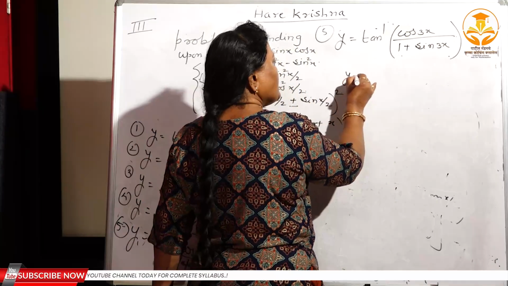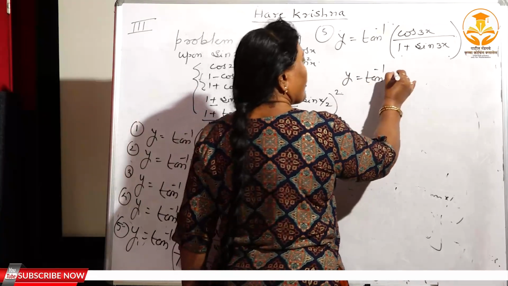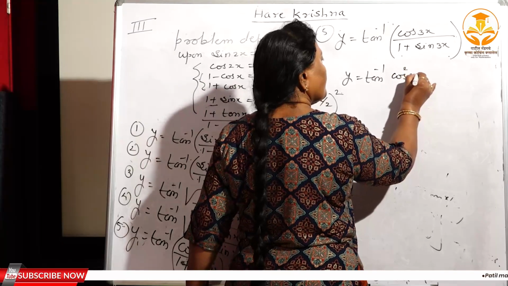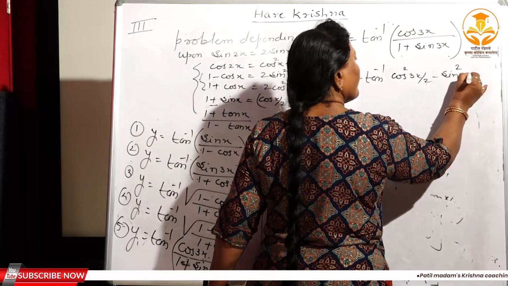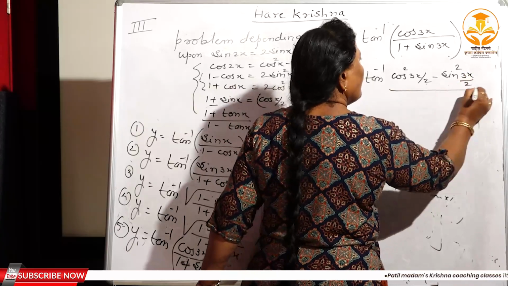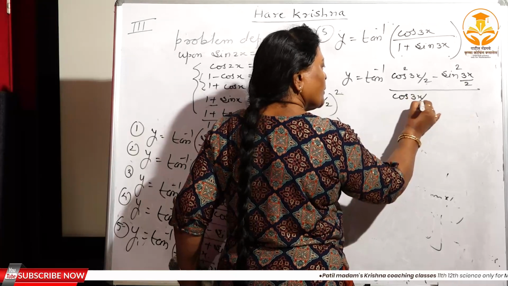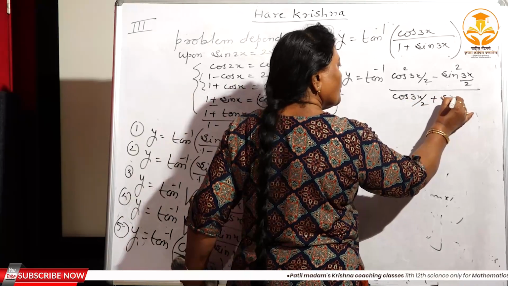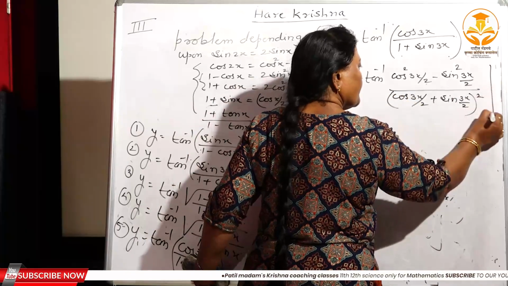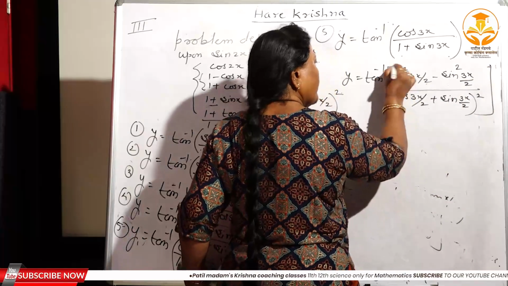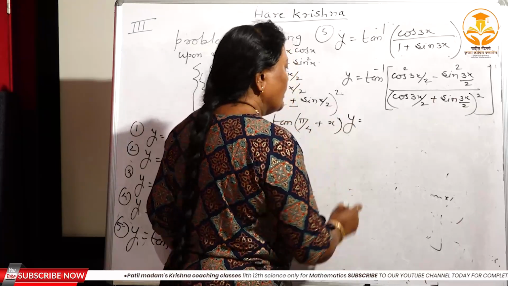Again, y is equal to tan inverse. Cos 3x you can write as cos square 3x by 2 minus sin square 3x by 2. Right? And you know, 1 plus sin 3x you can write as cos 3x by 2 plus sin 3x by 2 whole square. Right? Give such a bracket. Again, y is equal to tan inverse.